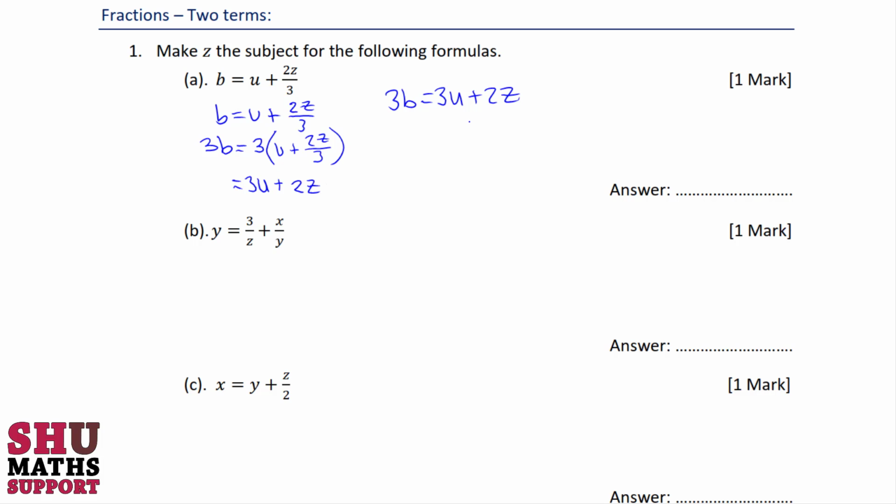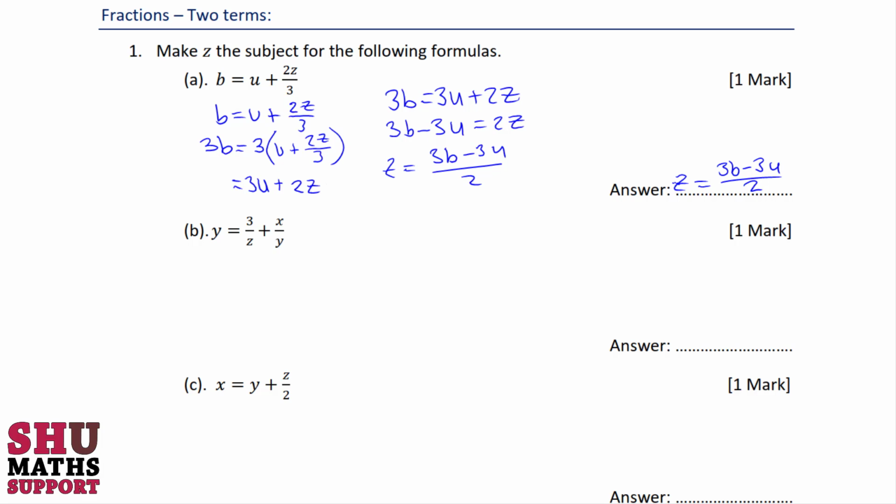So at the moment we have 3b is equal to 3u plus 2z. So now we can move to step 2 and isolate the z term. So if we take 3u from both sides, we have 3b minus 3u is equal to 2z. So we've got the z term on its own now. We just need to get rid of the 2 in front of the z by dividing both sides by 2. So we would get z is equal to 3b minus 3u divided by 2. So then on our answer line we can write z is equal to 3b minus 3u over 2.